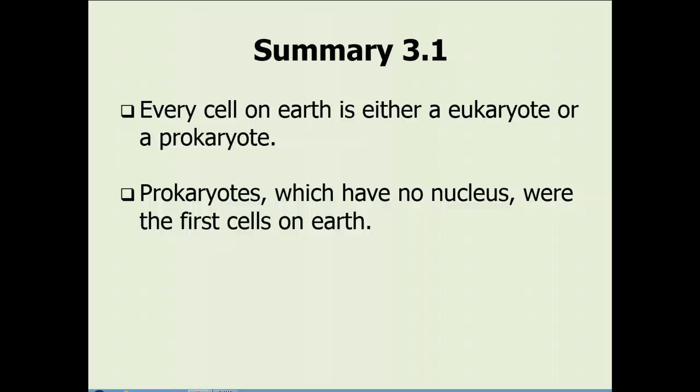So in summary, every cell on Earth is either a eukaryote or a prokaryote. Prokaryotes, which have no nucleus, were the first cells on Earth.